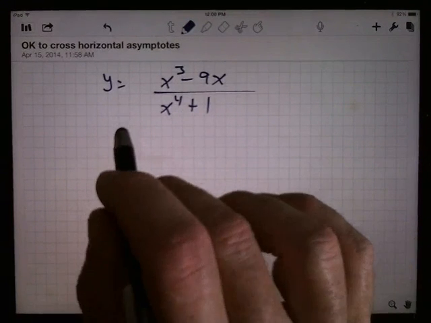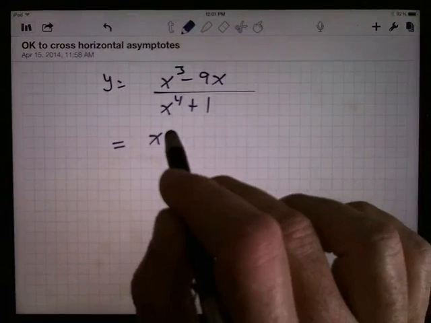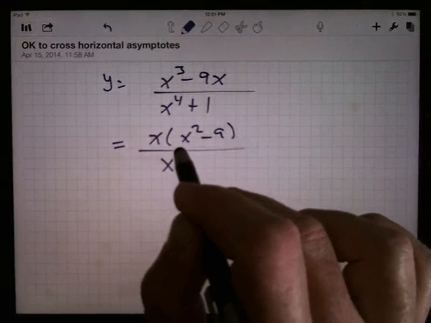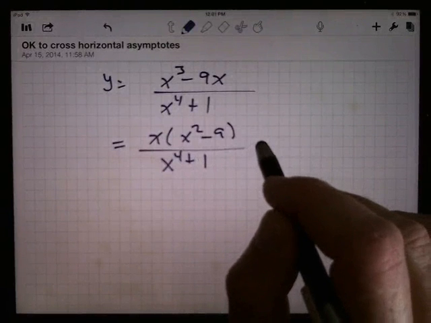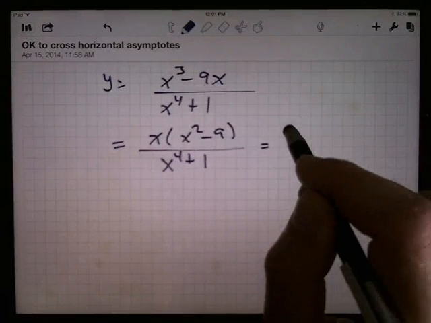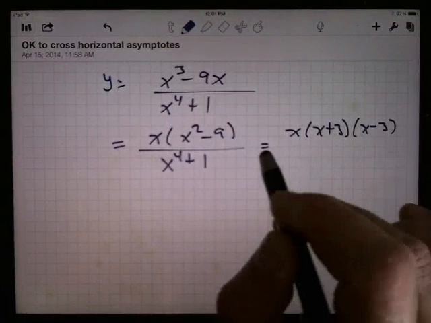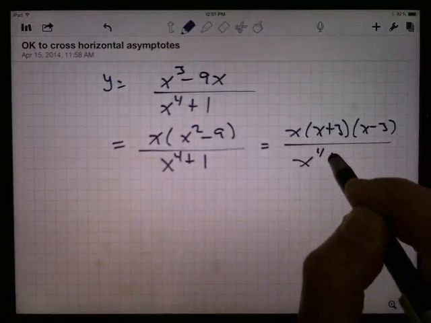Here's an example of a function. I'm going to factor the numerator. I got x times x squared minus 9. The x squared plus 4 doesn't factor in the denominator, but I can factor this a little further. So I've got x times x plus 3 and x minus 3, because that was a difference of squares there, right? So x to the fourth plus 1.